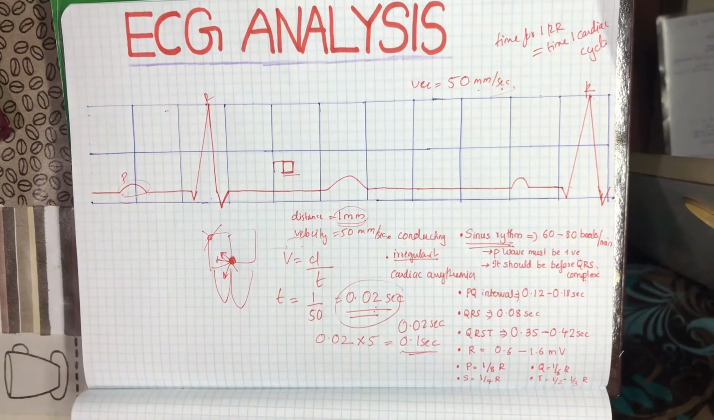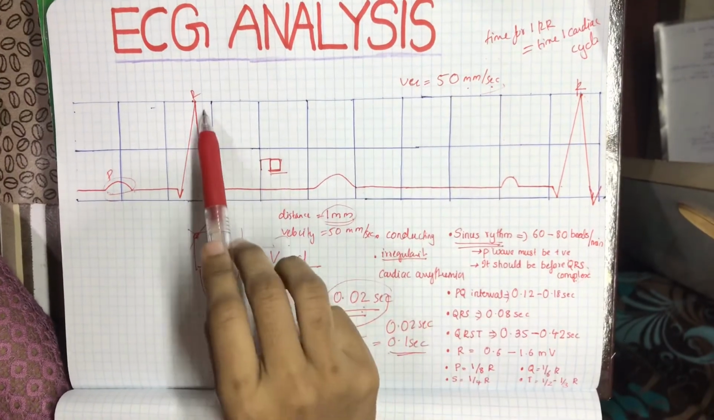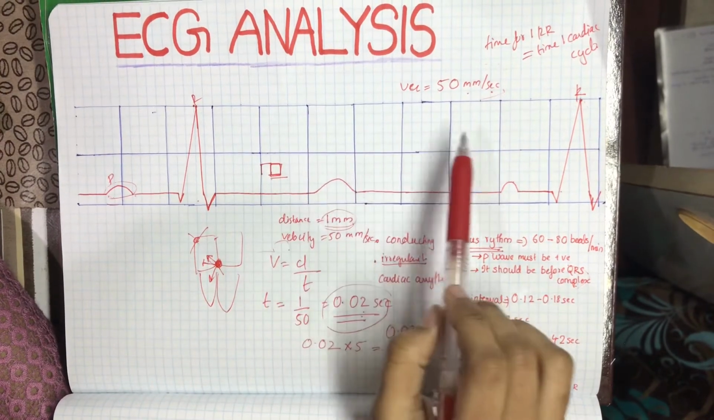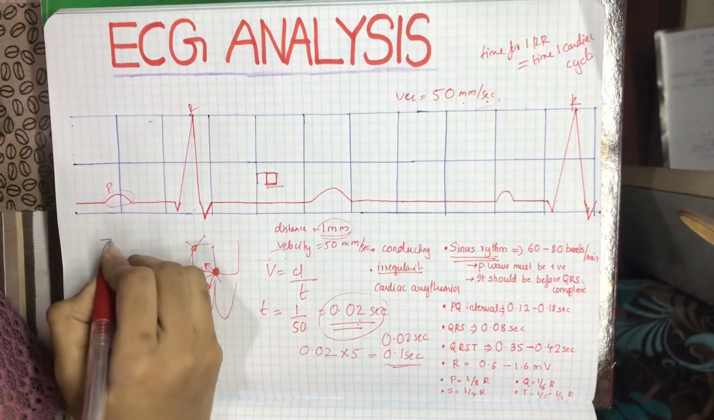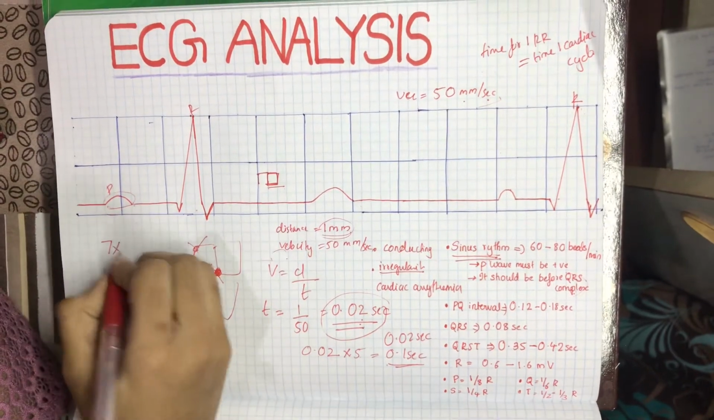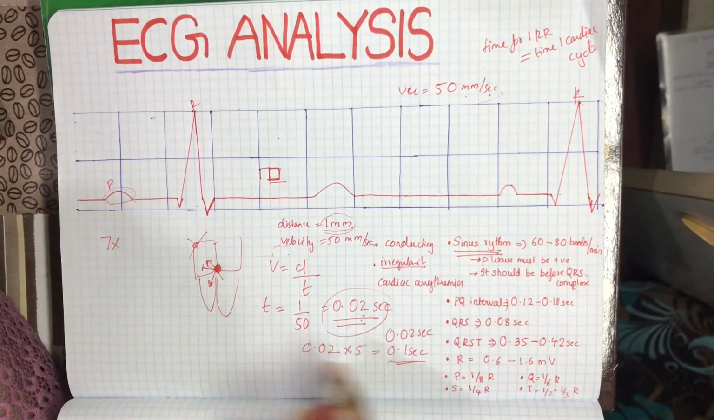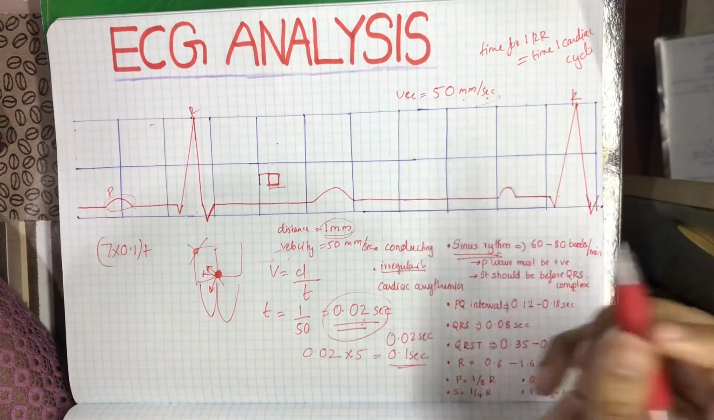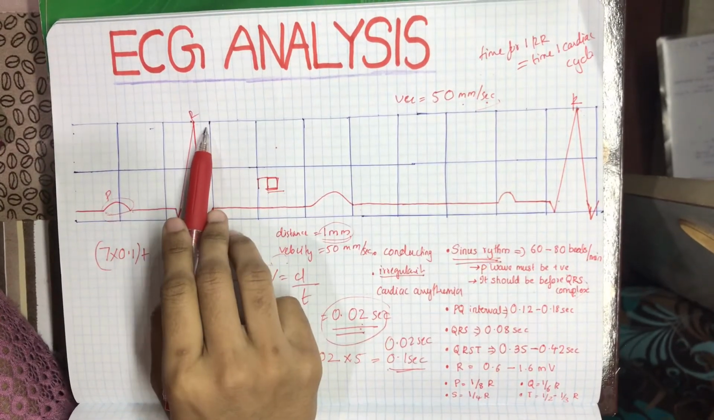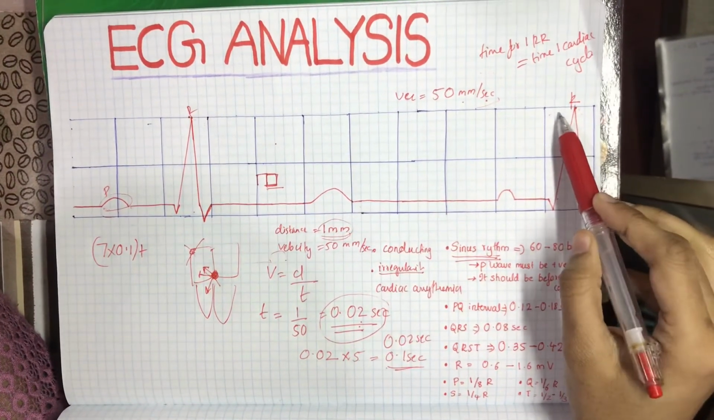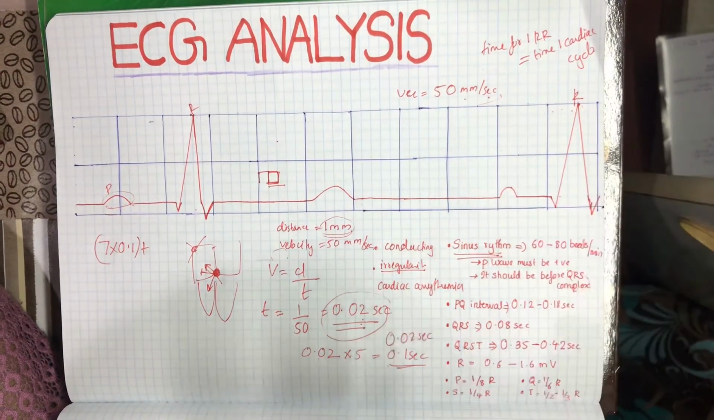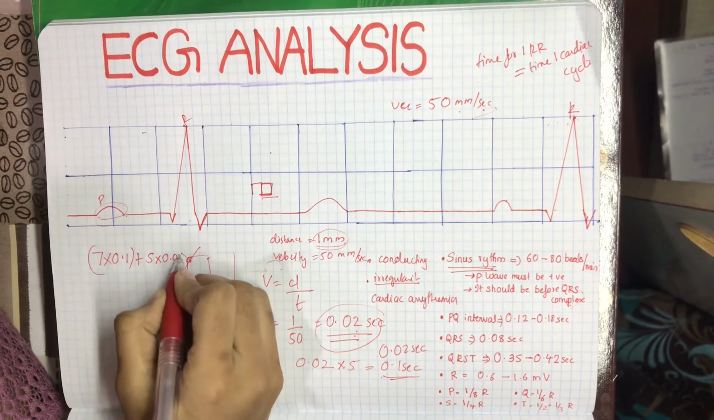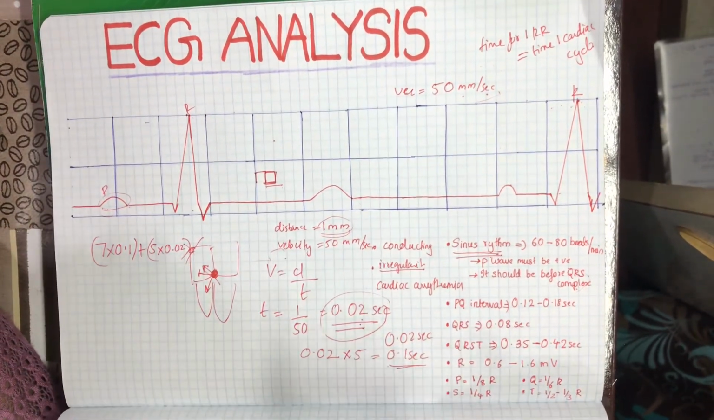So how can we calculate it? We can count it. Between this R and R wave, there is 1, 2, 3, 4, 5, 6, 7 big boxes. For one big box it is 0.1 second, I told. So 7 into 0.1 plus, then how many small boxes can we see? 1, 2, 3, 4, 5. It is also a big box, but I am saying 5 into small box is 0.02 for your understanding. So it is just easy.